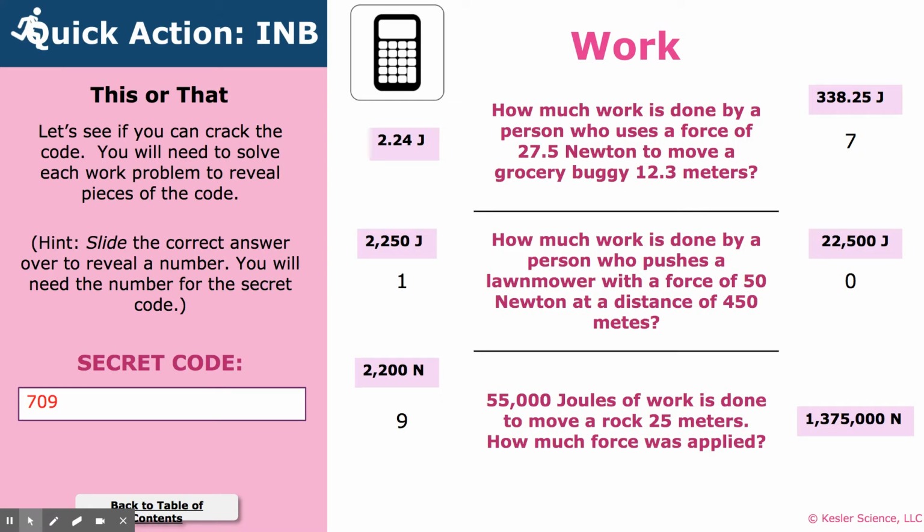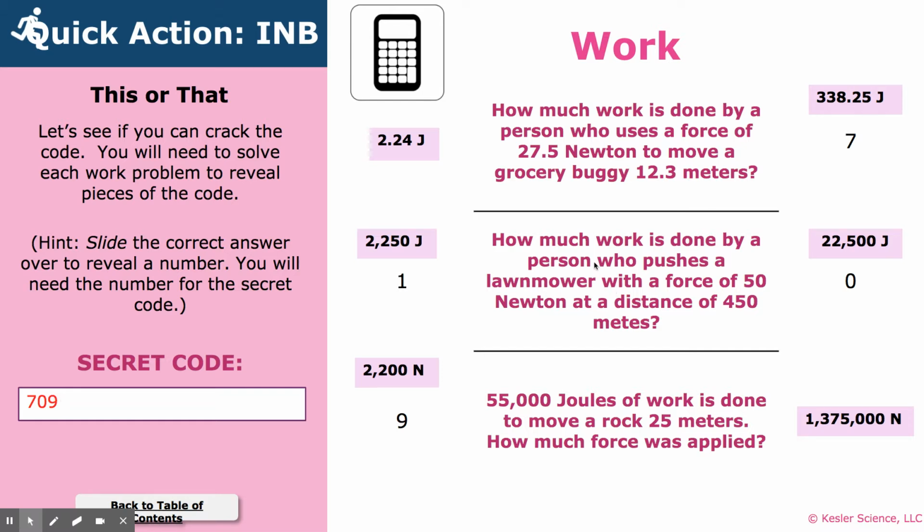Then we did some practice with this. Remember, when you are solving for work, you are doing force times distance. Sometimes we also need to solve for force or for distance as well. So for this first one, how much work is done by a person who uses a force of 27.5 newtons to move a grocery buggy 12.3 meters? We're solving for work. So we're going to do force, which is 27.5 newtons, times the distance, which is 12.3 meters. And we end up with 338.25 joules. So our first secret code number is 7.